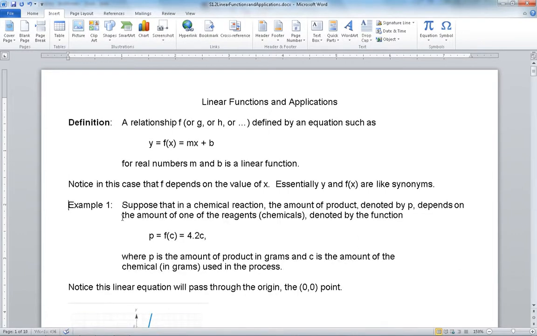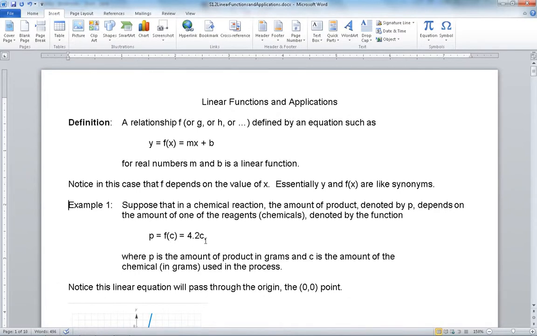Now let's consider a simple example. So let's say that in a chemical reaction, the amount of product, what you get out of a reaction, which we'll denote as P, depends on the amount of one of the reagents or chemicals that you put into the reaction. So we're going to let P be defined as the function of C. So f of C equals 4.2 times C.